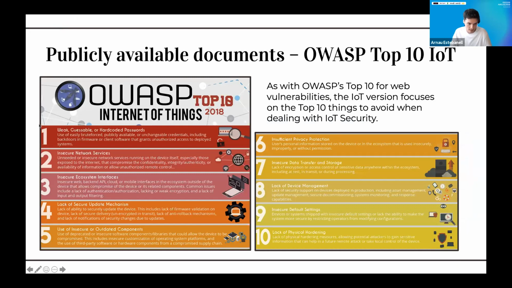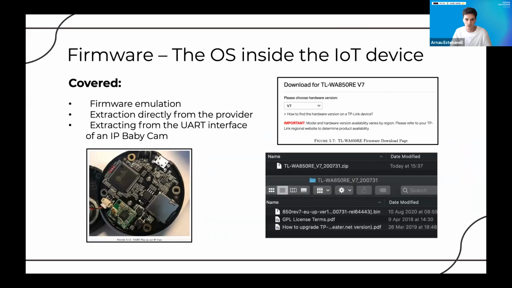So if you want to know if there are insecure network services, if there are weak, guessable or hard-coded passwords, then you're going to find that in the file system, which most of the time is something similar to Linux. So what I did in this category was first I bought a baby IP cam, which was known to be vulnerable. In this case, as you can see in the picture, it was exposing the UART ports. So I soldered it myself.